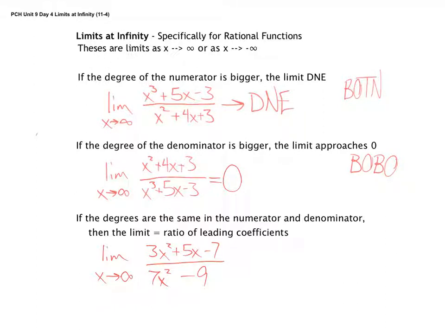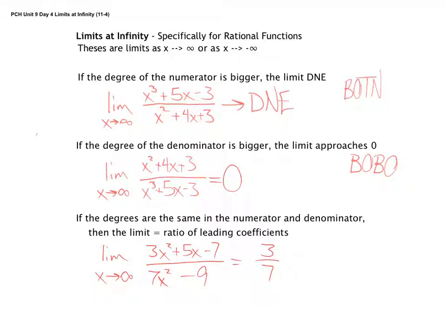Okay? It's just going to be 3 over 7. Okay? So here, you use the ratio of the leading coefficients. Does that make sense? So, pretty easy.